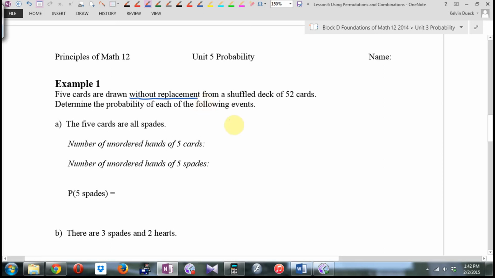Spades. So my bucket is going to have 2 categories. What 2 categories is my bucket going to have? Spades and non-spades. How many spades are there in the deck? How many non-spades are there in the deck? 39. Okay? How many spades, Brandon, do we want to pick in example A? How many non-spades? None.